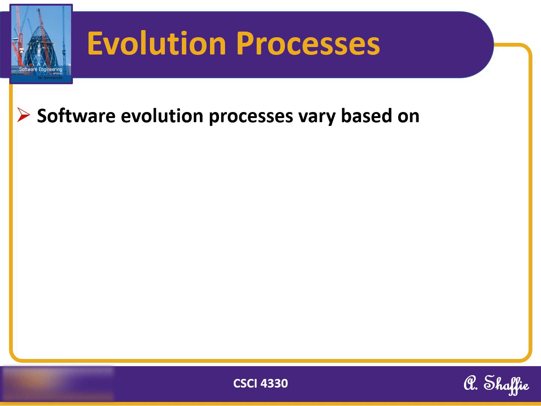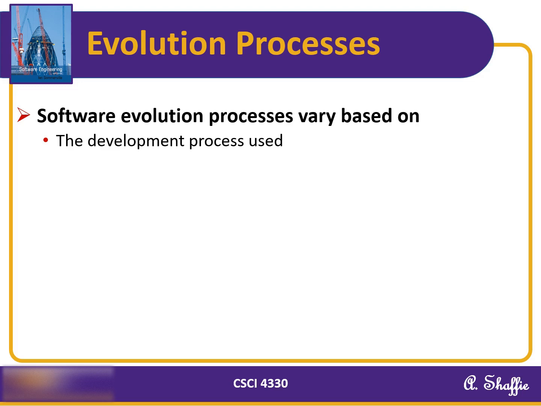Now that we have introduced the lifecycle of a software product, let's dive deeper into the software evolution processes and how they vary based on several factors. First, the evolution process depends on the development process used. For example, whether the team follows an agile methodology or a traditional waterfall model can significantly influence how changes are managed.